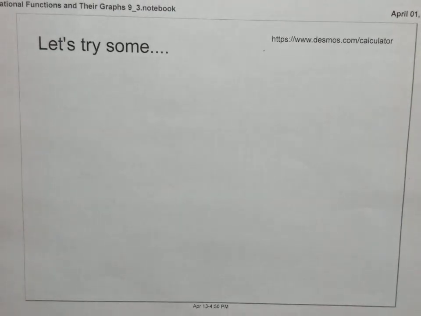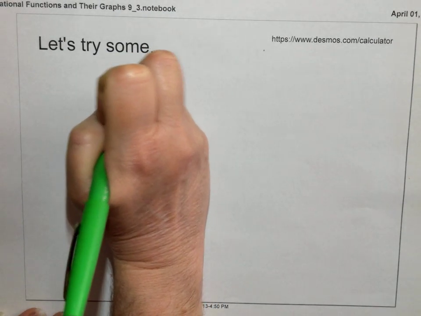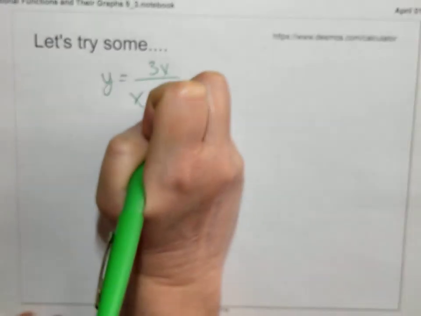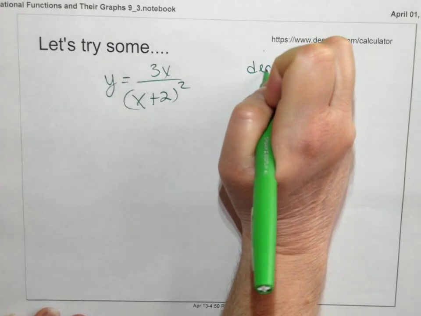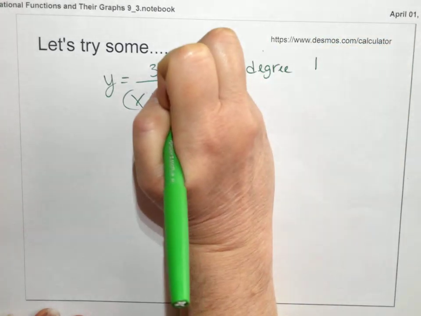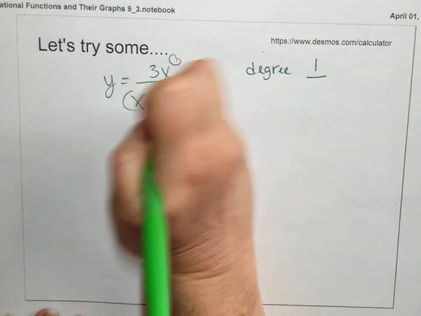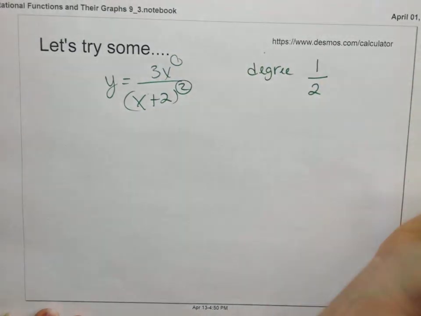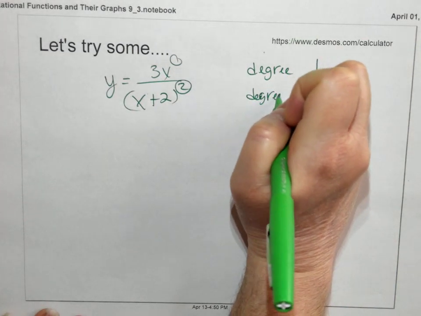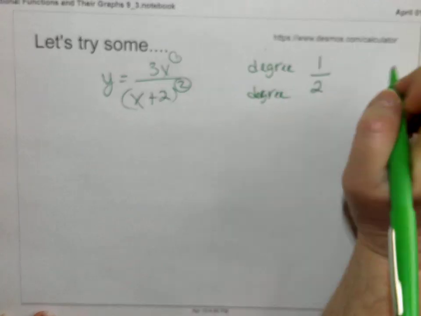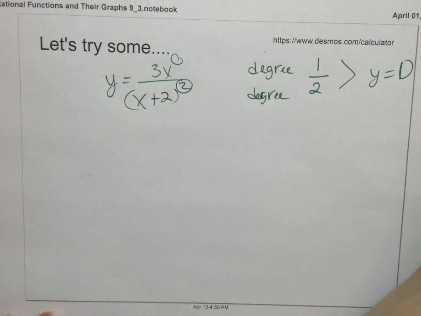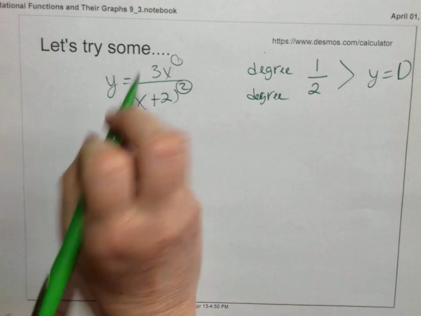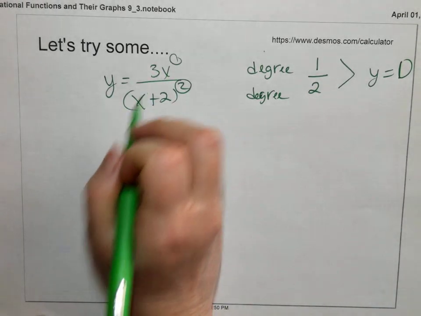Okay, so if I have the equation, first of all, I ask myself, what's the degree of the numerator? It's 1. The exponent is 1. What's the degree of the denominator? It happens to be 2. When the denominator is bigger than the numerator, my answer is y equals 0. Sorry, not 1, but 0. Y equals 0.